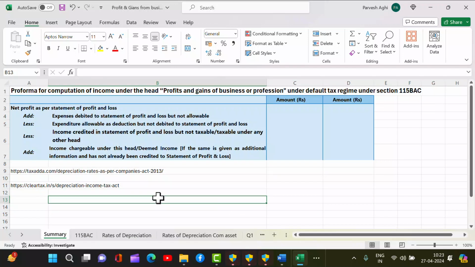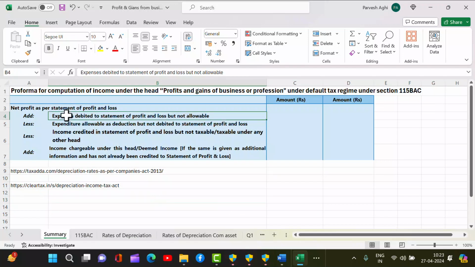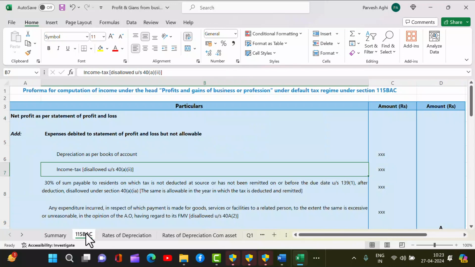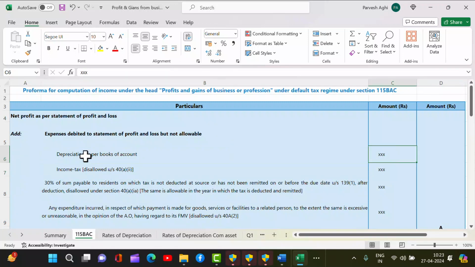Now let's come back to that. Expenses debited to the statement of profit and loss account. This is under 115BAC, that means this is the default regime where additional depreciation is not allowed. That's the difference between the two. So depreciation as per books will be added.